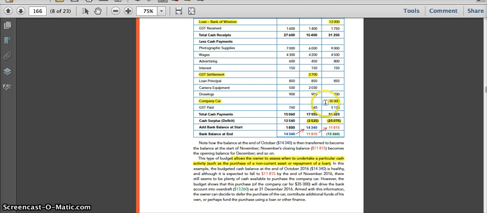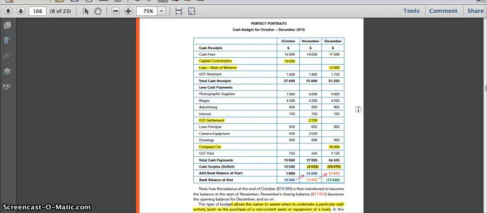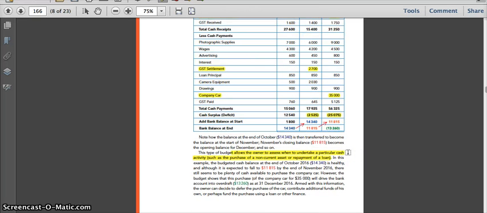For example, here in December of 2016, the company might decide that buying a car in this month is not a good idea. Obviously, it's going to leave the bank balance in a bit of a wreck. So they may decide to defer the purchase of the car, or they might even consider contributing additional funds, or perhaps fund the purchase with a loan or other finance instead of putting the bank into overdraft.